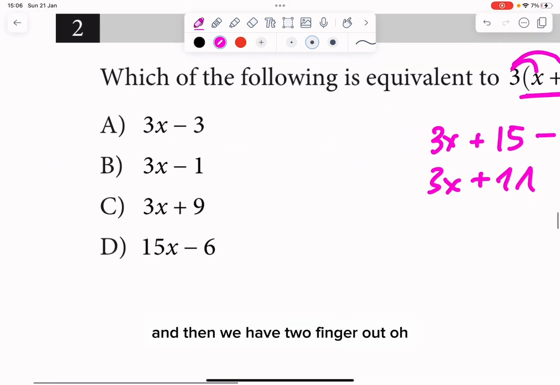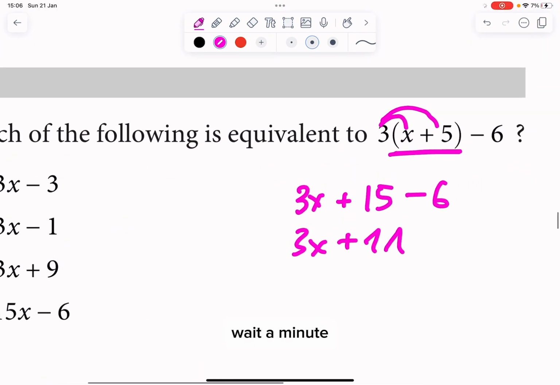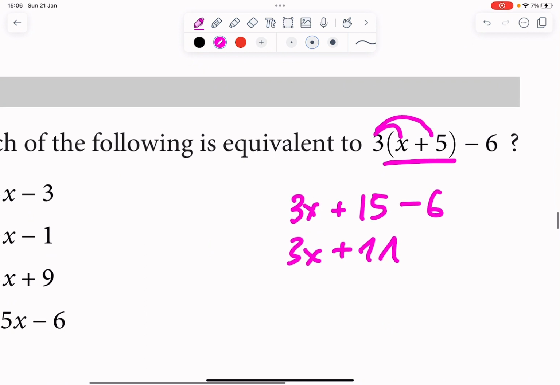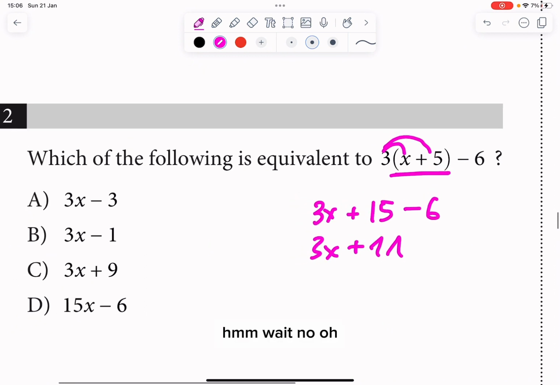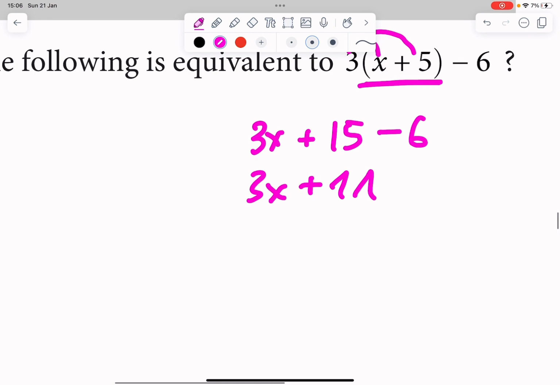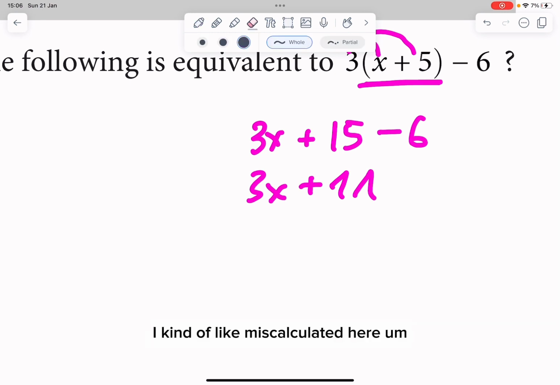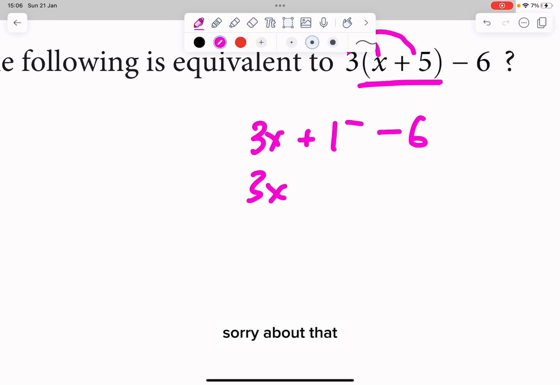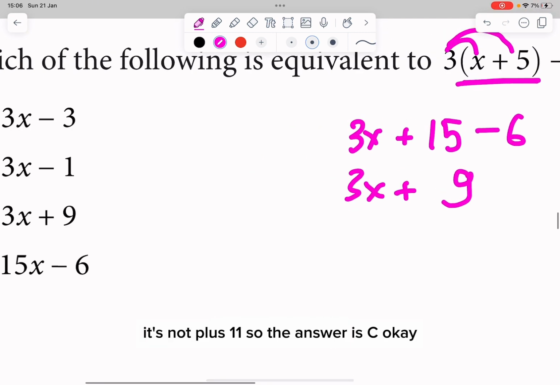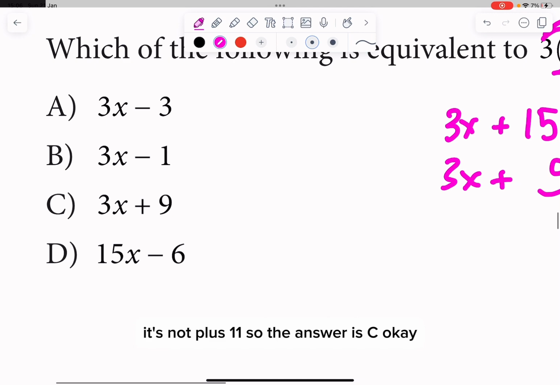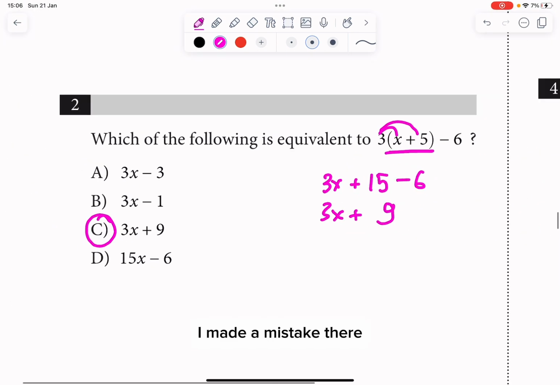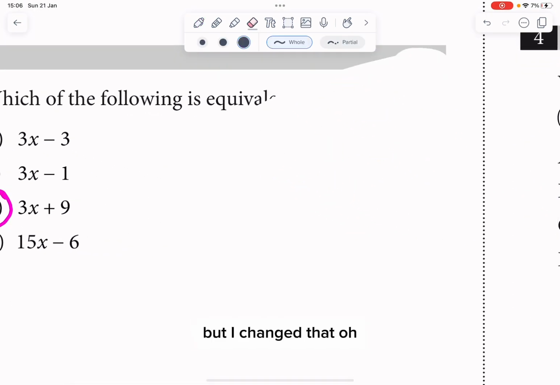And then we have to figure out, oh wait a minute. I kind of miscalculated here. Sorry about that. It's actually plus 9, not plus 11. So the answer is C. Okay, I made a mistake there, but I changed that.